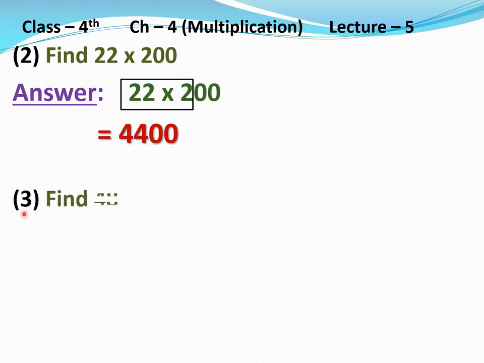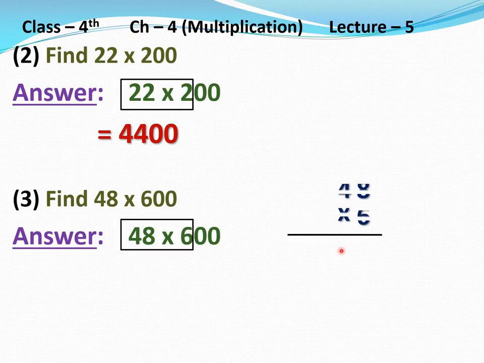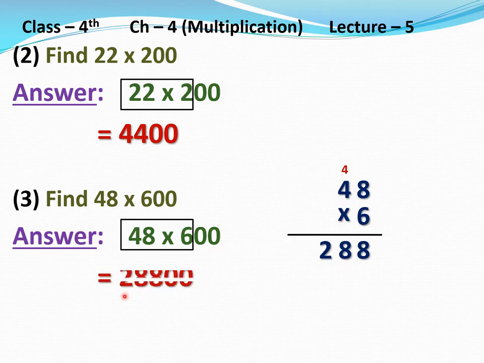Now question 3. Find 48 multiply 600. Write answer 48 multiply 600. First multiply 48 by 6 and then place 2 zeros to the right side of the product. Multiply 48 by 6. See 6 8s are 48, write 8 here and 4 carry. 6 4s are 24 plus 4, 28, write 28 here. See 48 multiply 6 equal to 288 and then place 2 zeros to the right side of the product. So write down equal to 28,800. Thus 48 multiply 600 equal to 28,800.